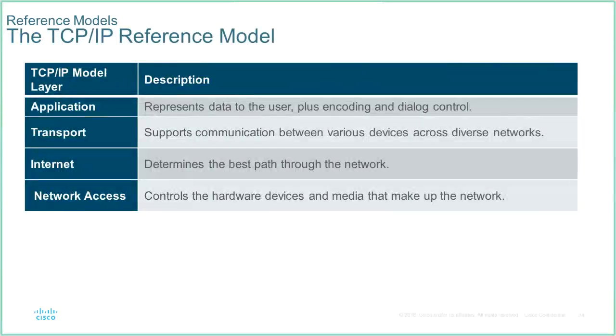Our network access controls the hardware devices to access the media. Our internet determines our path through the network. Our transport layer is the one that controls the communications between the devices, and then the application is where our host device requests services of the network.